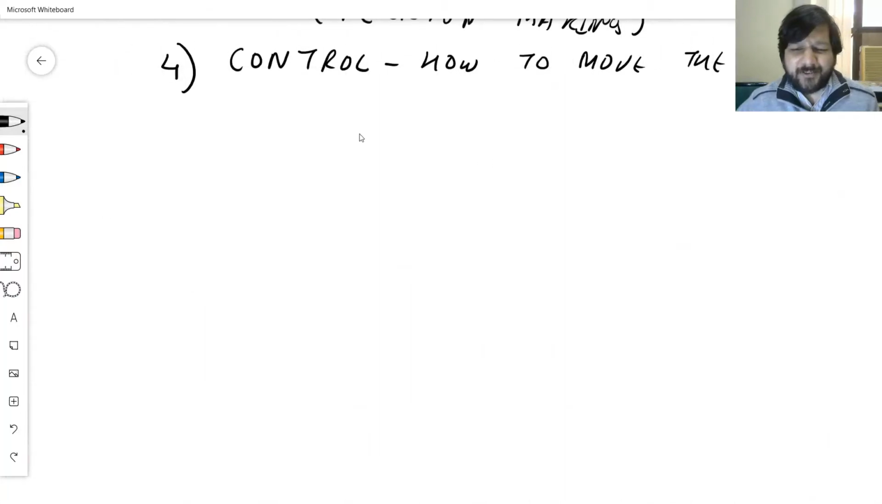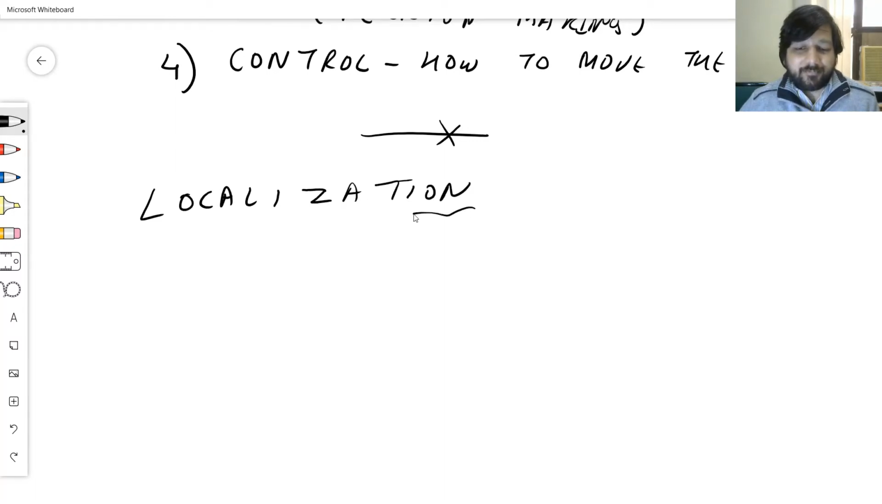Let's start off with the first problem, which is localization. Now, it turns out I already have a sensor that gives me location. So why do I need another way to solve that?